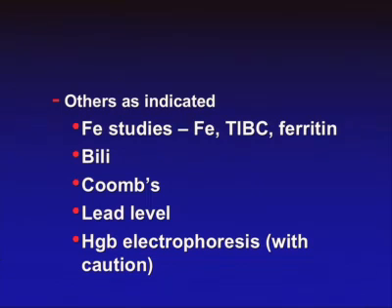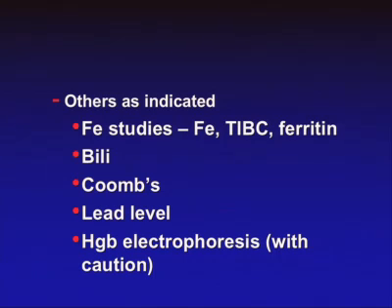And then again, other studies as indicated. Iron studies, if that's where you're headed. Bilirubin, of course, if you're looking for hemolysis. A Coombs, if you think you're in autoimmune hemolytic anemia territory. Say you've got a teenager with hemoglobin of 8, MCV 80, and you feel a spleen tip on their exam, and they look a little bit yellow, and you think, what's going on here? Sure. Add a bilirubin, add a Coombs, see what you've got.